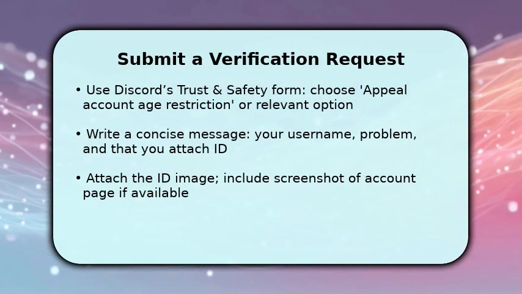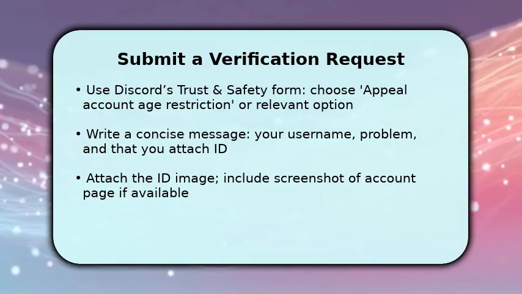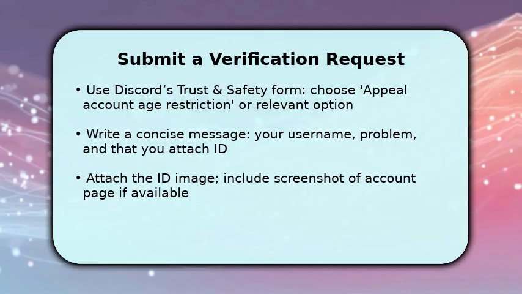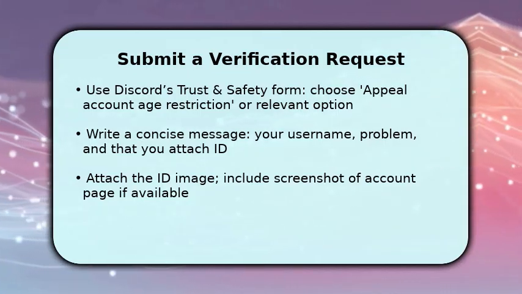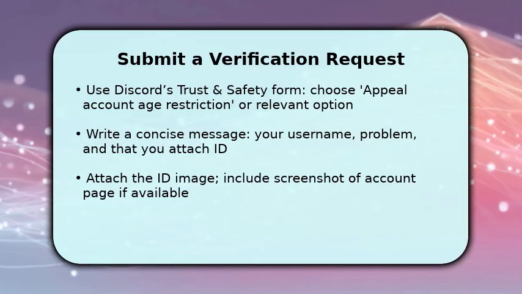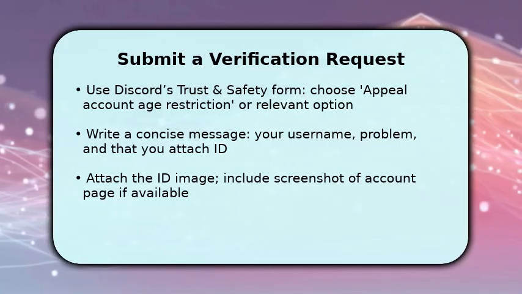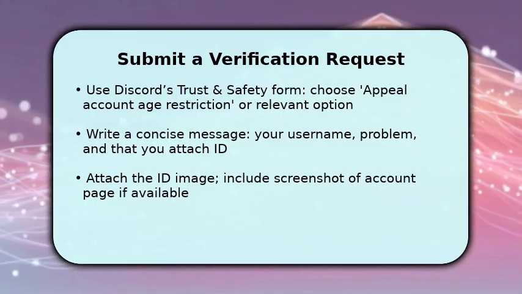You now fill out the Trust and Safety form. Choose the option about age or account verification and enter your exact username and tag so they find your record. Explain briefly why you need the change and state that you've attached a photo ID. Concise messages speed up review. Then upload the ID photo and, if helpful, a screenshot of your account page showing the error message.